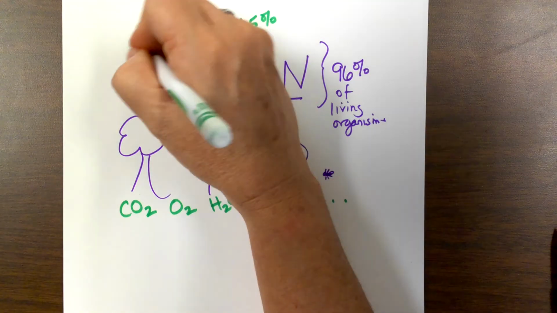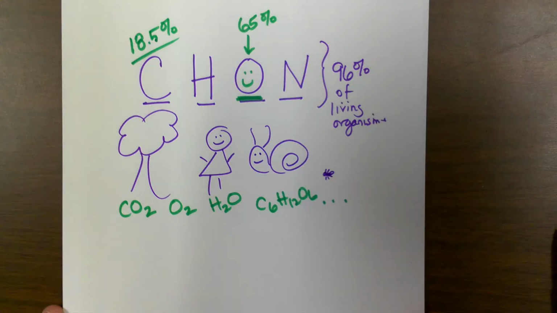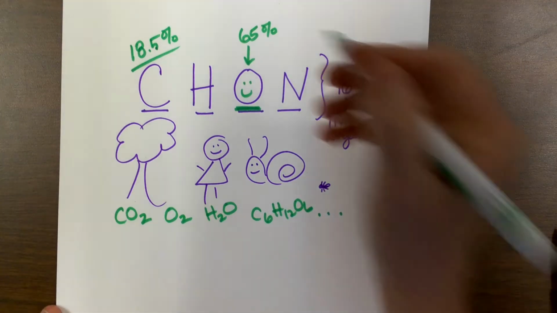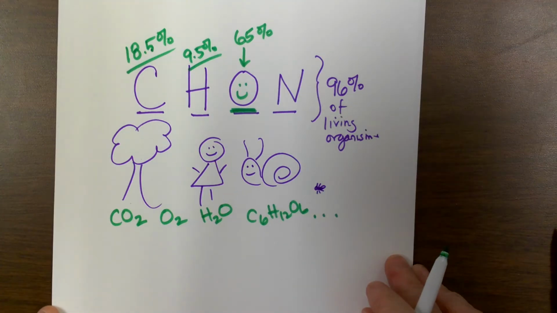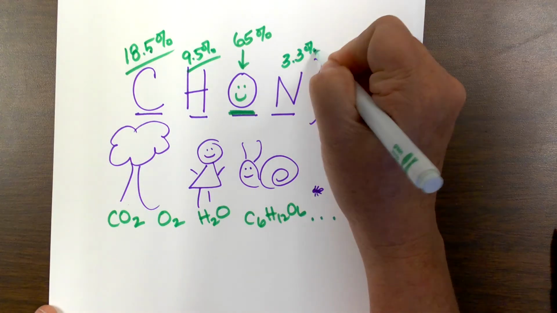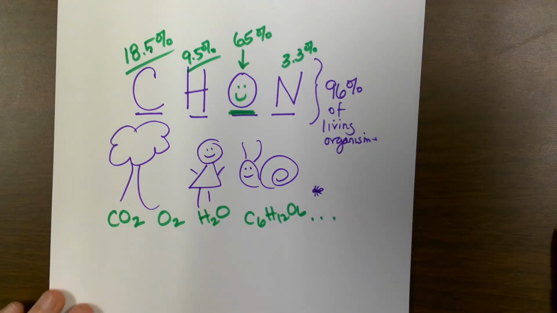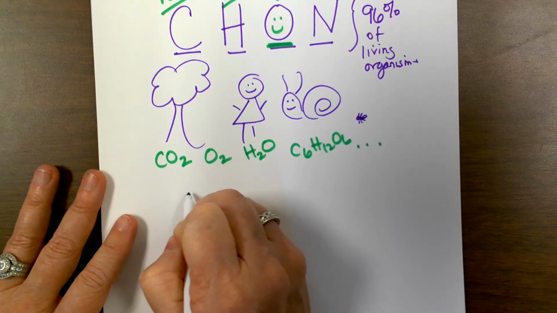Carbon is going to represent 18.5% of all living things. Hydrogen is 9.5%. It's a very tiny little atom, but it's very highly represented. And then nitrogen's at 3.3%. Now, the other 4% stands for trace elements.